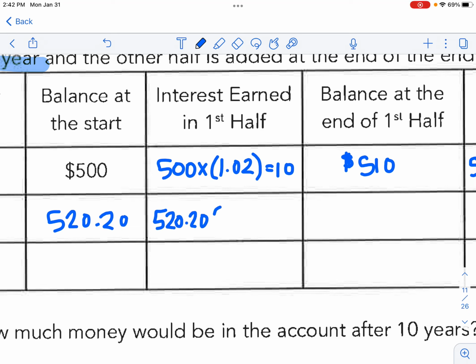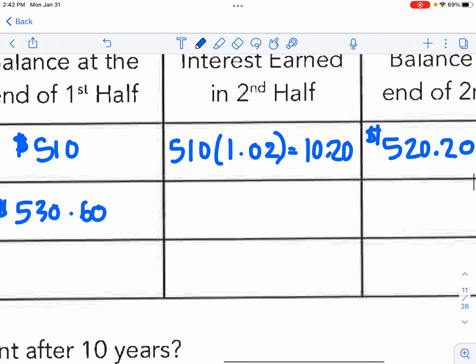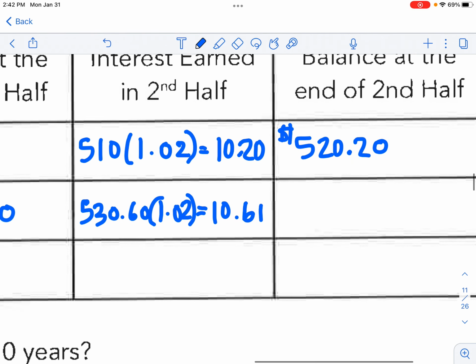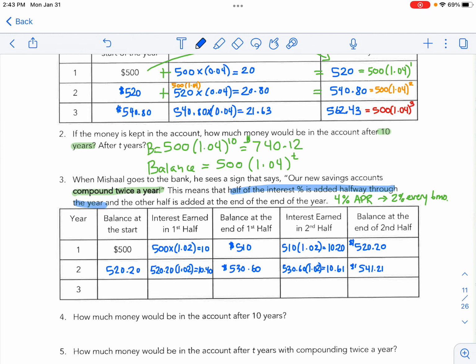So now we're going to start with $520.20, and for 6 months, we're going to let it earn 2% interest. And that is going to be $10.40. And so we're going to have $530.60. And then we're going to let that earn 2% interest, so $530.60 times 1.02, and that's going to bring in $10.61. So now we're going to have, I'm trying to add this on the fly, $541.21. So we can see we're already beating our previous balance by about 41 cents.